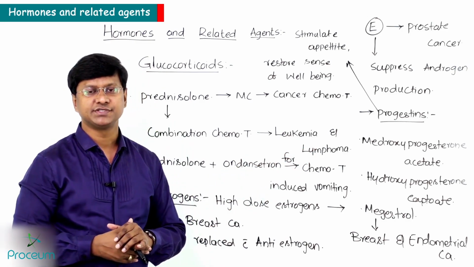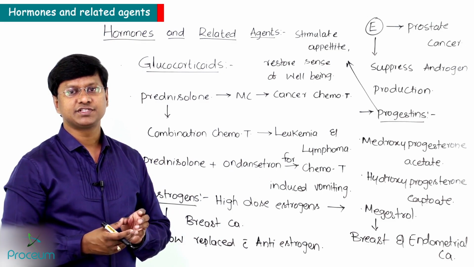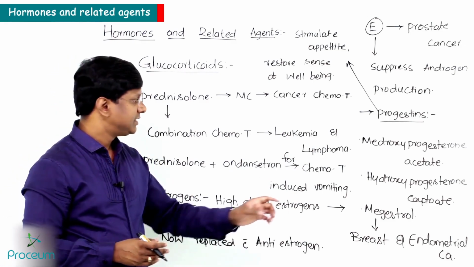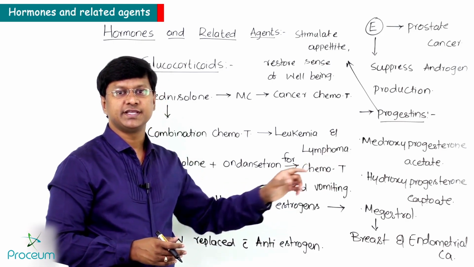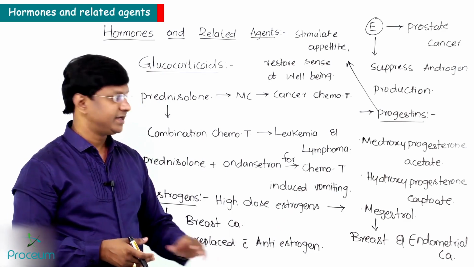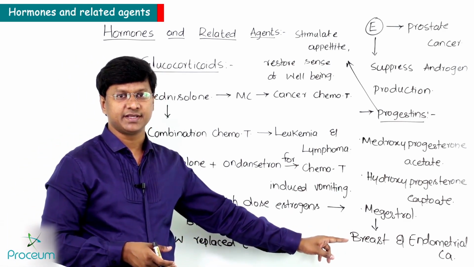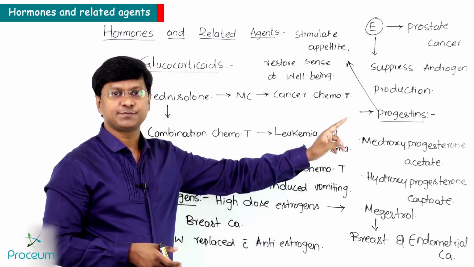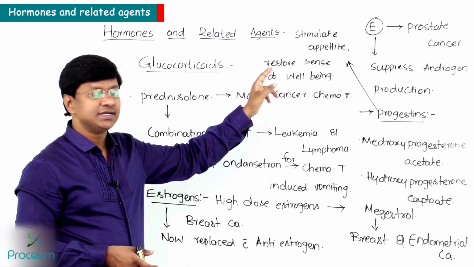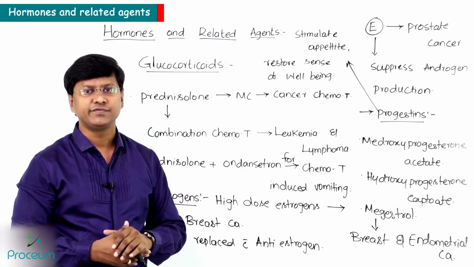Next, you take the progestins. Progestins include medroxyprogesterone acetate, hydroxyprogesterone caproate, as well as megestrol. And these progestins are useful as second line hormonal therapy for metastatic hormone dependent breast cancer as well as endometrial cancer, right. And remember, these progestins, in addition, will also stimulate the appetite of the individual, and they will also restore the sense of well-being.